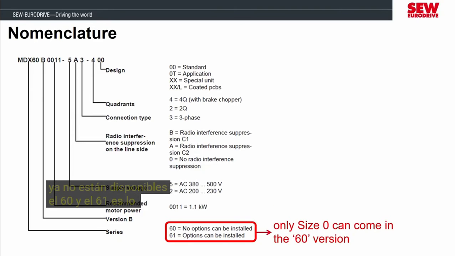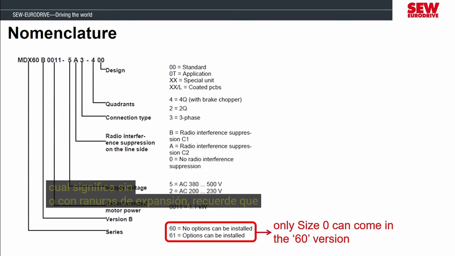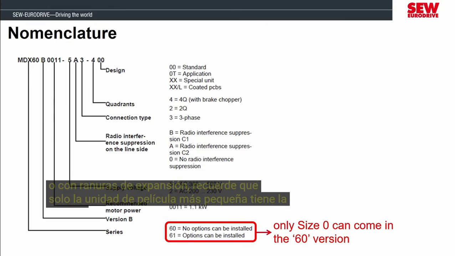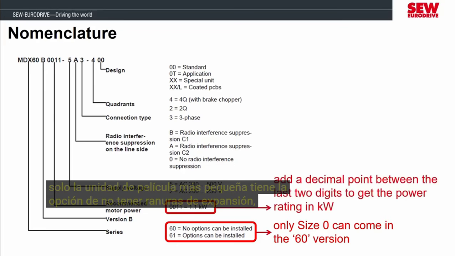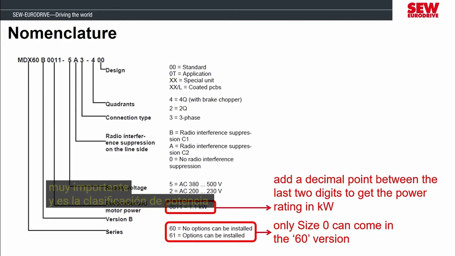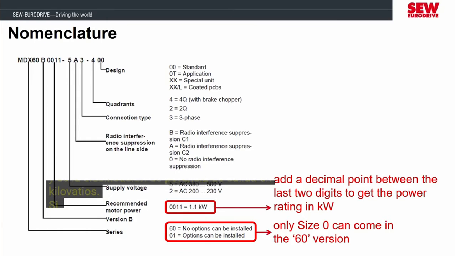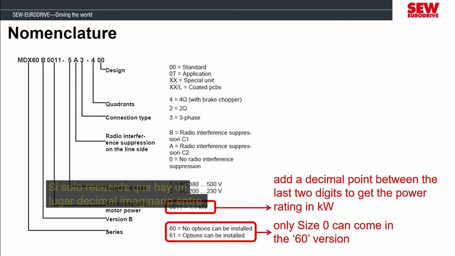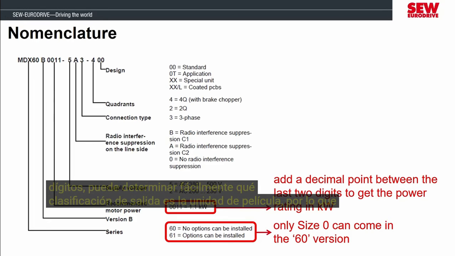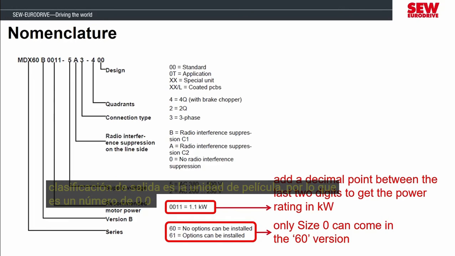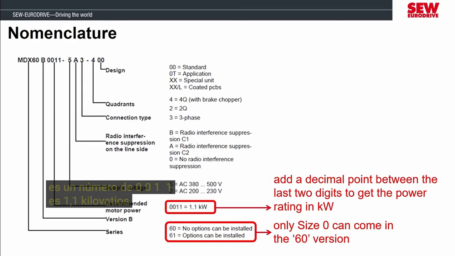The 60 and 61 is what we showed before, which means without or with expansion slots. Remember, only the smallest MOVIDRIVE has the option to not have any expansion slots. The 4-digit number that follows is very important, and it is the output power rating in kilowatts. If you just remember that there is an imaginary decimal place between the last 2 digits, you can easily determine what output rating the MOVIDRIVE is. So a number of 0011 is 1.1 kilowatts.